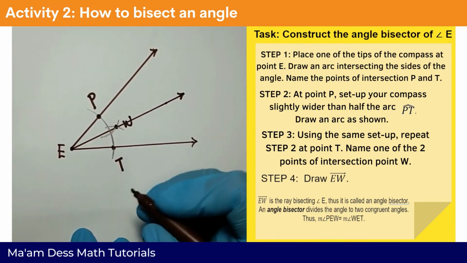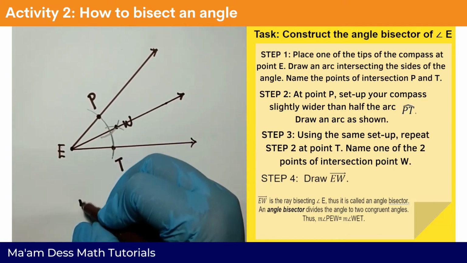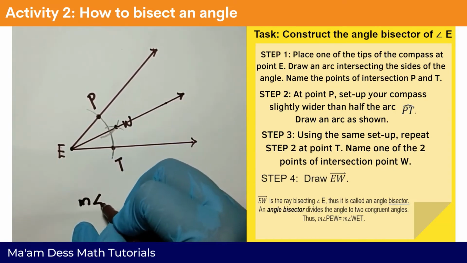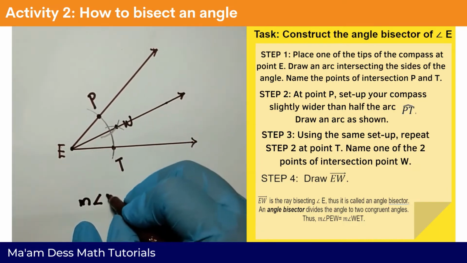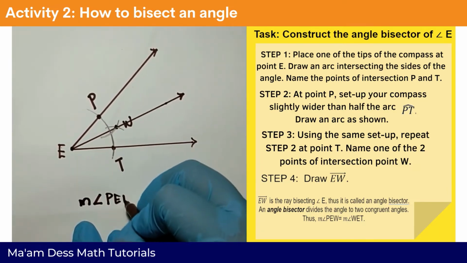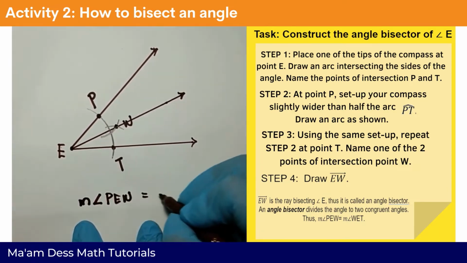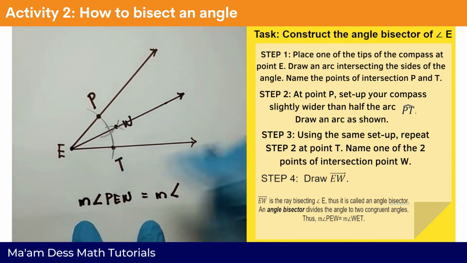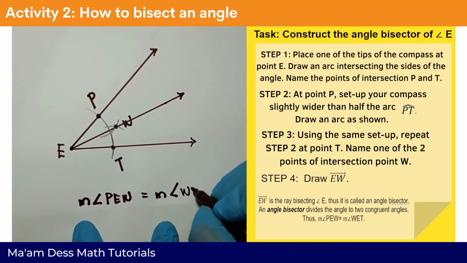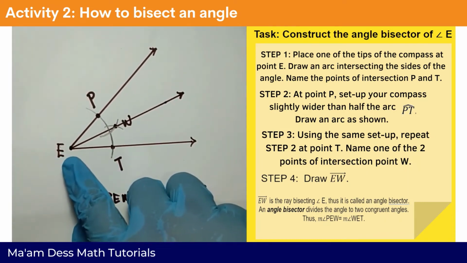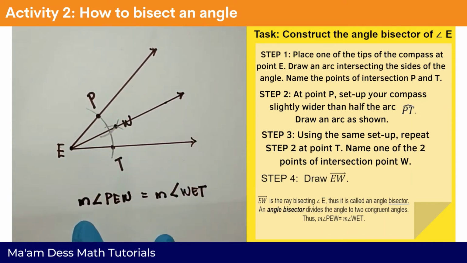Okay. And then, for the symbol, the measure of angle PEW is equal to the measure of angle WET. And again, our angle bisector is ray EW.